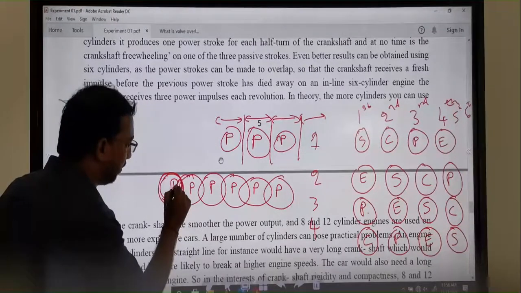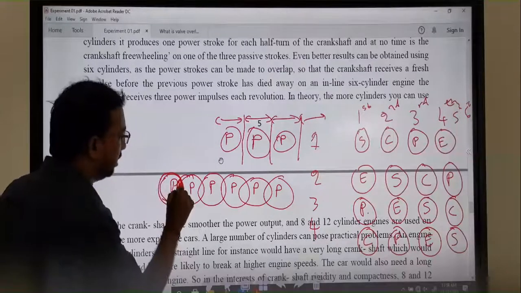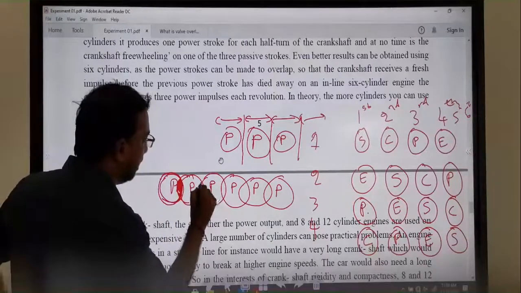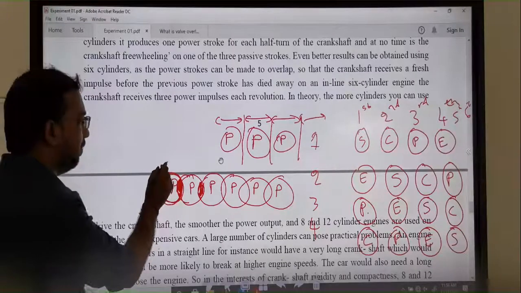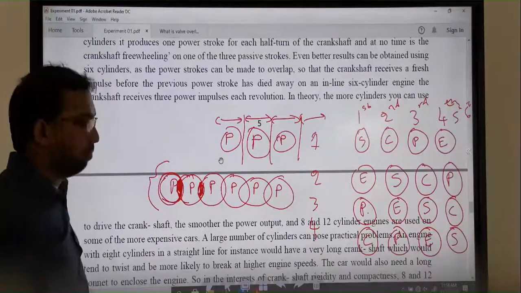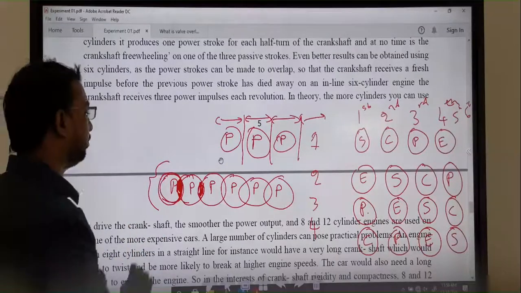So there is an overlap. This is the area where both cylinders are working at the same time. The two cylinders are working at the same time with the power stroke. So these types of engines are very small, and are mostly used for sports or expensive cars.